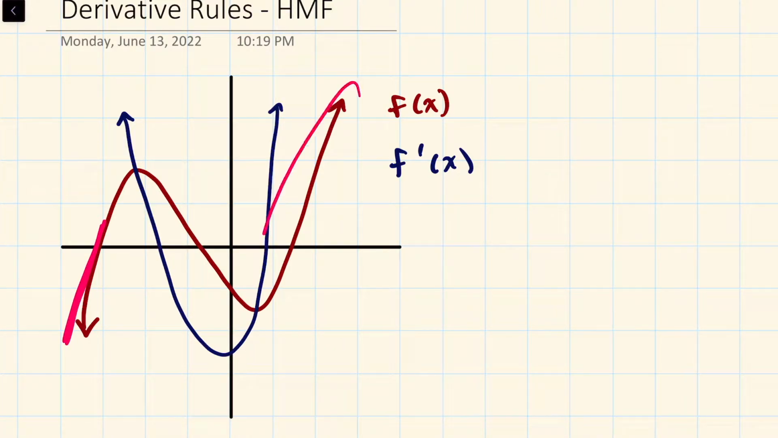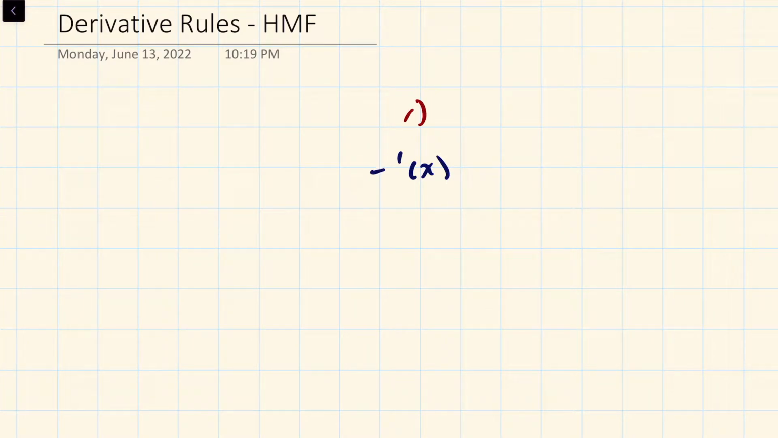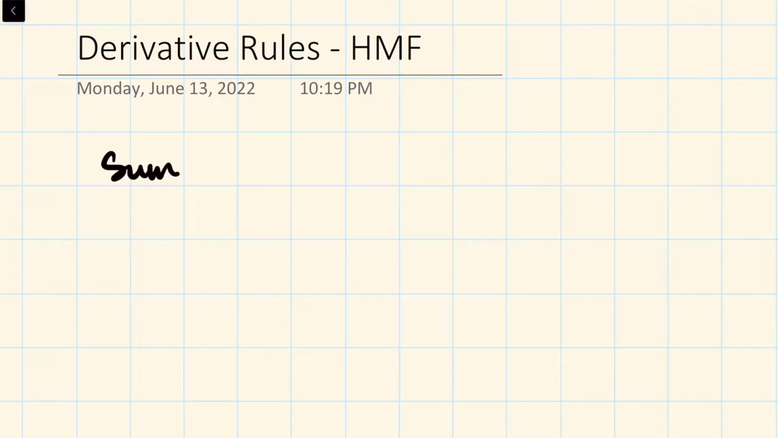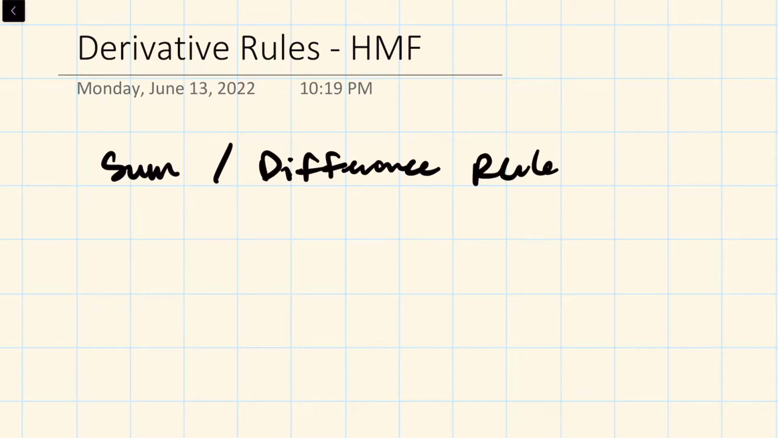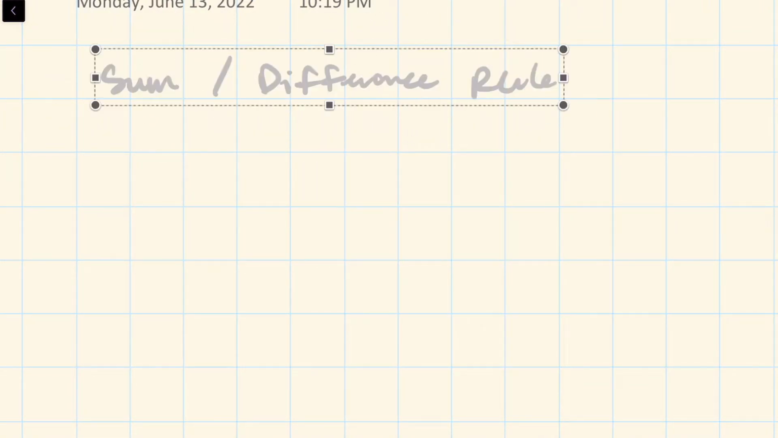And again, up here, we have positive slopes, and they get steeper and steeper and steeper. That's reflected in the magnitude, or the value, of our first derivative function here. Okay? All right, so let's get into the sum difference rule. Actually, before I get into that, I'm just going to state the power rule again.